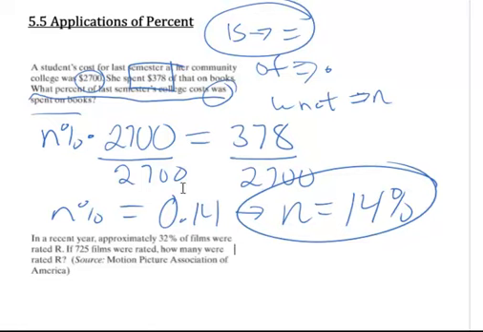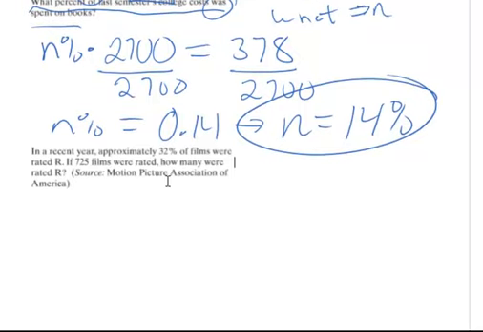All right. So in my next problem, it says, in a recent year, approximately 32% of films were rated R. If 725 films were rated, how many were rated R? Okay, so the first thing I notice here, it says 32%. As a decimal, 32% would be 0.32. Then I see of. Of means to multiply.